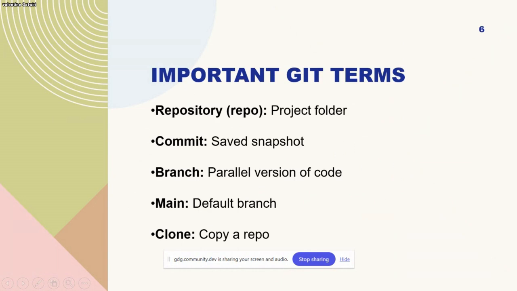Important Git terms, a lot of us hear about repository. Repository is just a project folder. Commit, a saved snapshot, is like taking a snapshot of your code and saving it. Then branch, a parallel version of code. Main is the default branch, it was called master formerly. Clone is copying your repo.